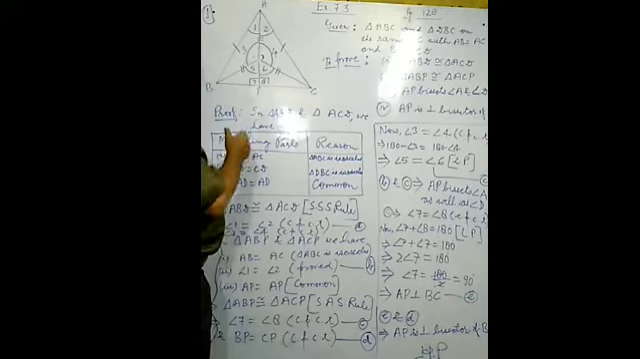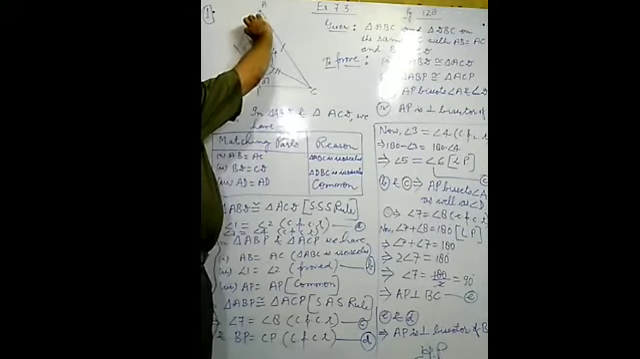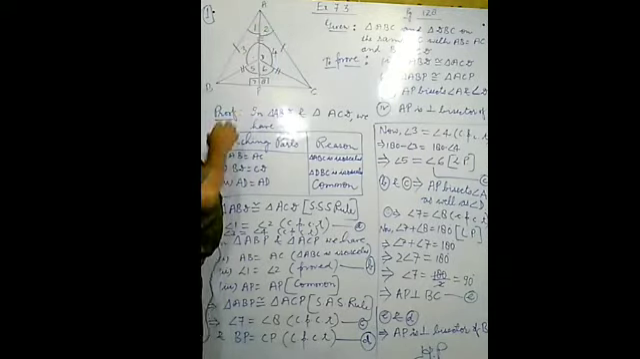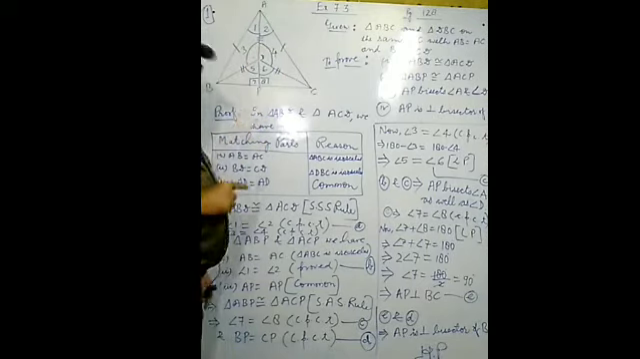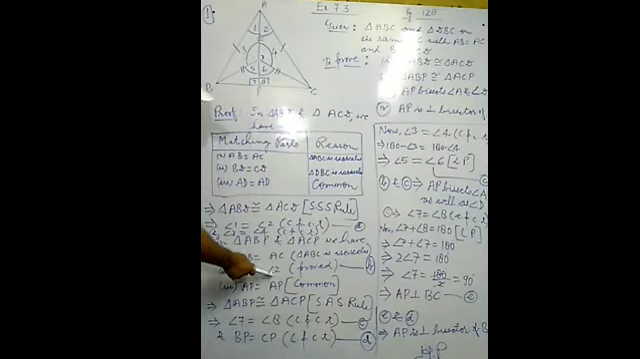It means angle 1 equals angle 2, that is by CPCT. Angle 3 equals angle 4, that is also by CPCT. And the same thing is noted down: angle 1 equals angle 2, and again angle 3 equals angle 4 by CPCT. It is noted down there.